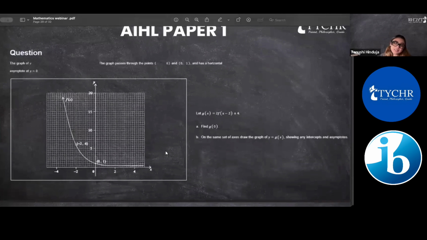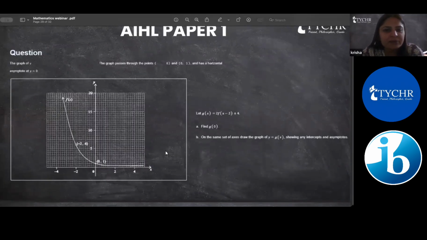Okay, so these were the questions that we had to discuss today. We did AA and AI, paper one, paper two, both SL and HL, one question each. I hope everybody had something to take from the session. I can now take your questions if you have any. Yes, Tanushi, there was one question: if you can give some tips for the upcoming exams.